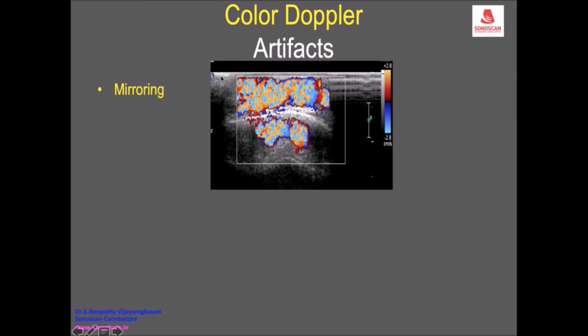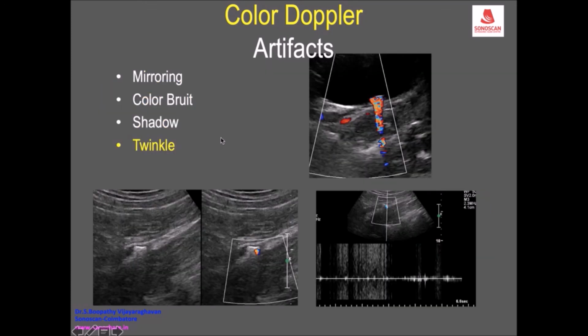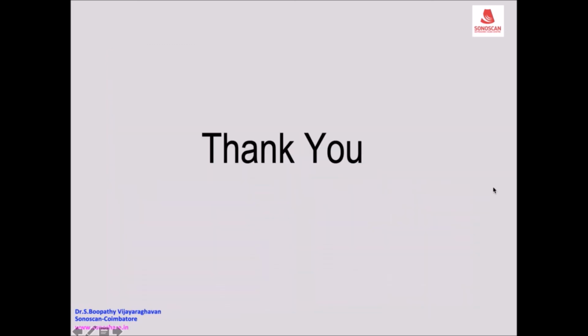So other artifacts are mirroring, which we have already seen, the hemangioma of the scalp, and then color bruit. When the velocity is very high, then similar to the short path reverberation or the comet tail in grayscale. So you see the comet tail here in grayscale, but when you put color, you get the twinkle artifact because of the enlarged prostate with calcifications on the surface, which produces the twinkle artifact. Okay, thank you.